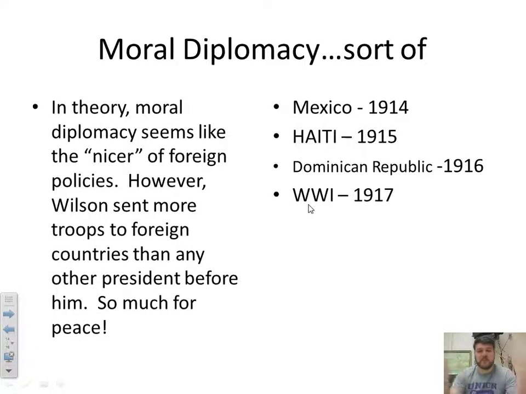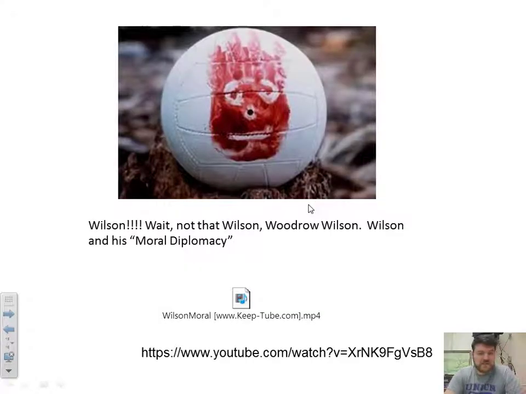And there's other examples where Wilson is sending in a lot of troops to different Latin American and South American countries. So good on paper, moral diplomacy, building economic, political relations, but in reality, not so much. He's actually sending in more troops. We'll watch this video in class too. How appropriate, Woodrow Wilson, the bloody handprint on the volleyball, the guy that sends in more troops.